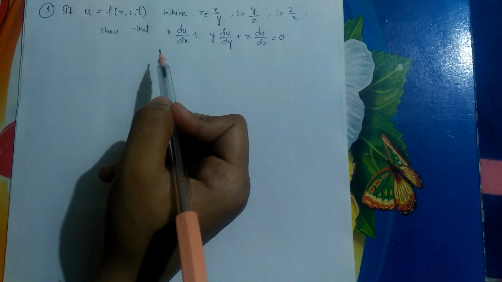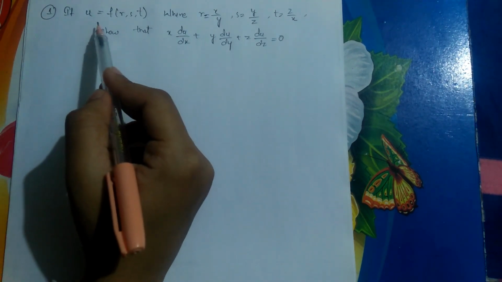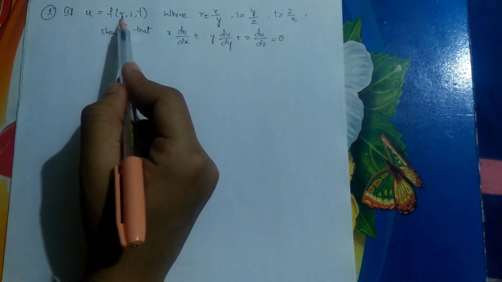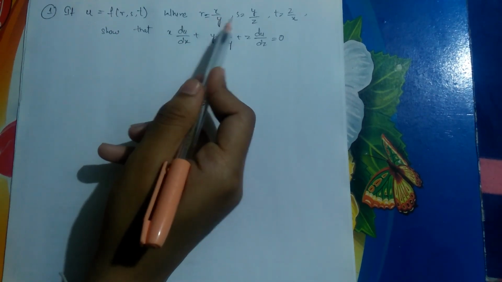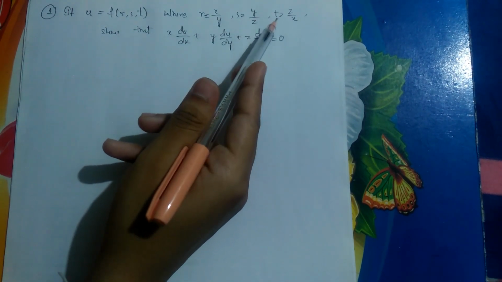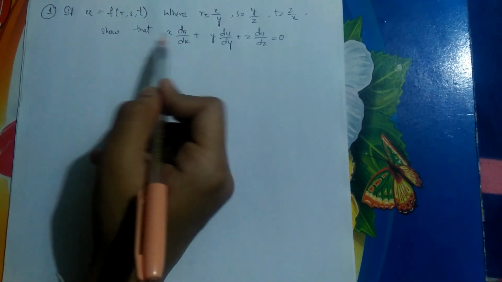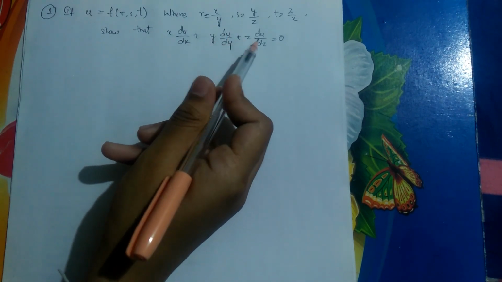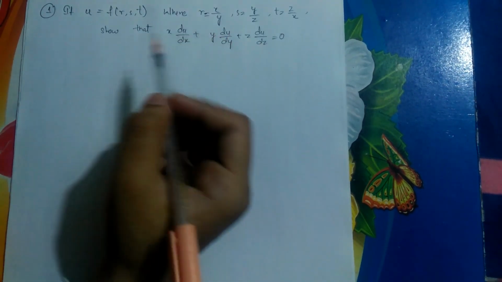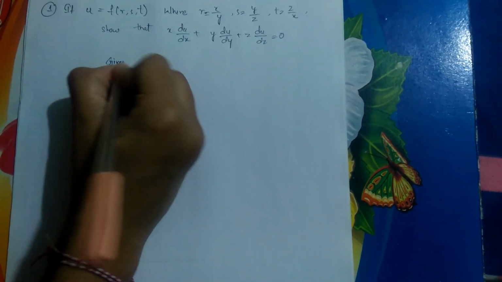Here we shall see a few problems where we can solve the problem by using the chain rule method. If u is a function of variables r, s and t, where r is equal to x by y, s is equal to y by z, t is equal to z by x, show that x into dou u by dou x plus y into dou u by dou y plus z into dou u by dou z should be equal to 0. So first write the given data.